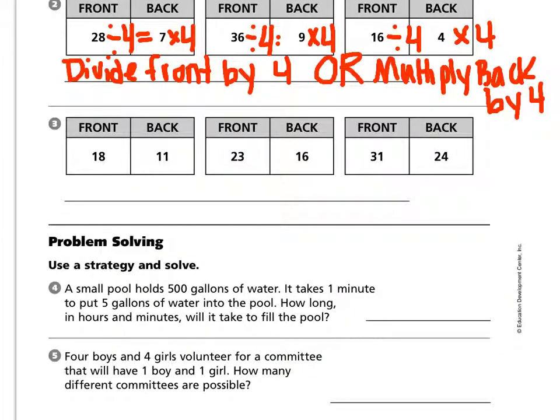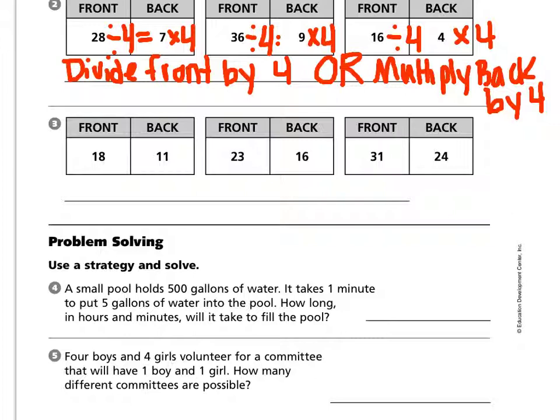Let's look at number 3. I need to see what the front is and then what the back is. So 18 is going down when it goes to 11, 23 is going down when it goes to 16, and 31 is going down when it goes to 24. Now, looking at these numbers, I don't recognize anything that they should have in common. They're actually looking like a pretty odd pair of numbers. So I'm going to go with adding or subtracting, because that's usually what you would do if the numbers have no relationship whatsoever that you can think of.